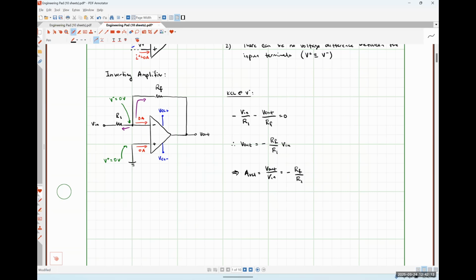And we can see that very specifically here because our closed loop voltage gain is negative, right? Negative RF over R1 will always be a negative quantity because our feedback resistor and our R1 resistor are always going to be positive resistances.